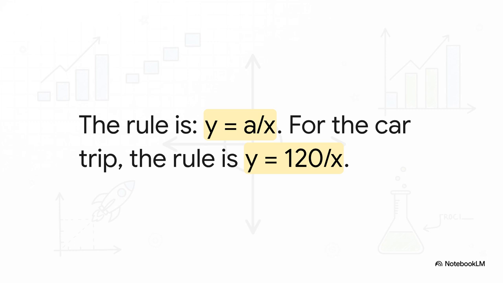And you know this pattern has a rule, too. It's y equals a divided by x. For our car trip, the rule was y equals 120 divided by x. The time it took was always just 120 divided by whatever our speed was.